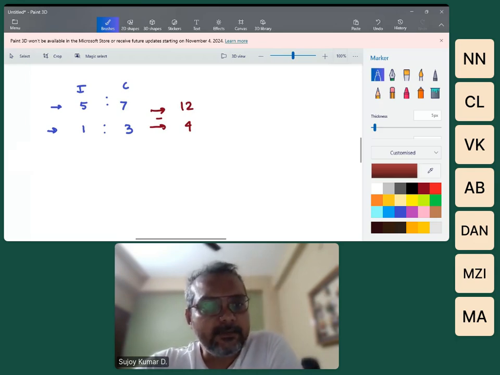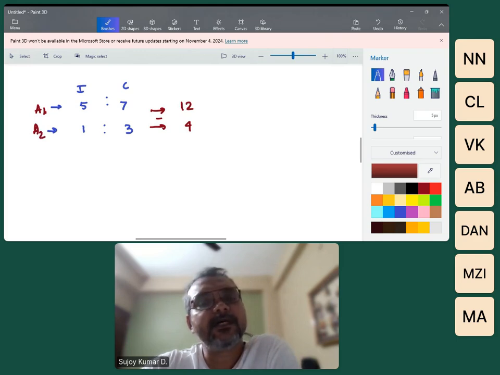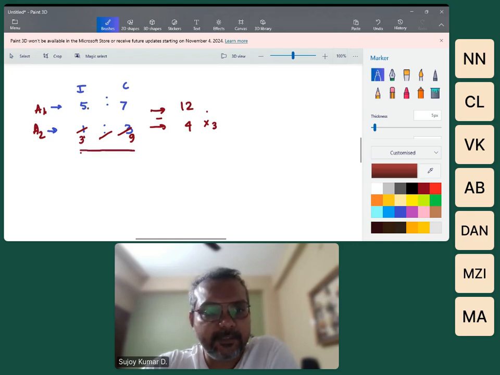So we are finding the total of the first alloy. This is A1 and this is the second alloy A2. One is 12, the other is 4. Now we realize that they are not of the same quantity, so we need to make them equal. How do we do it? We multiply the second one with 3 because 4 3s are 12. If I do that, then this 3 becomes 9 and this 1 becomes 3. Now it's done. You add 5 plus 3, 8, 7 plus 9, 16. So 1 is to 2.